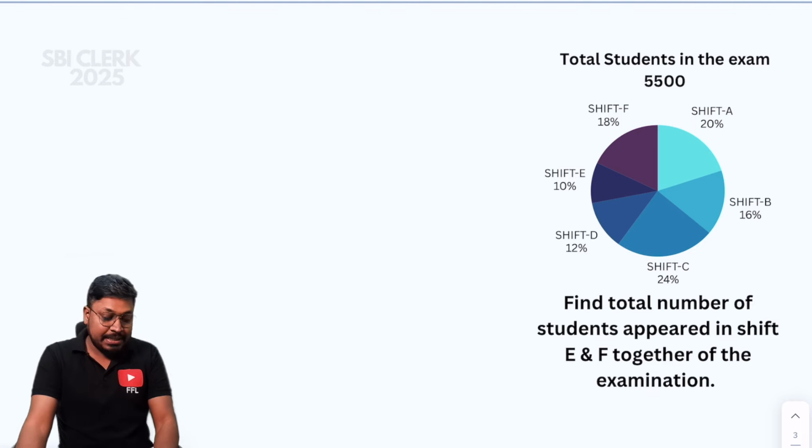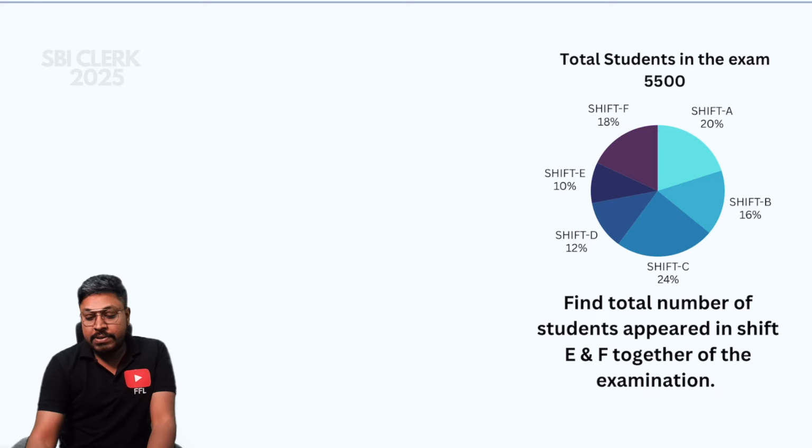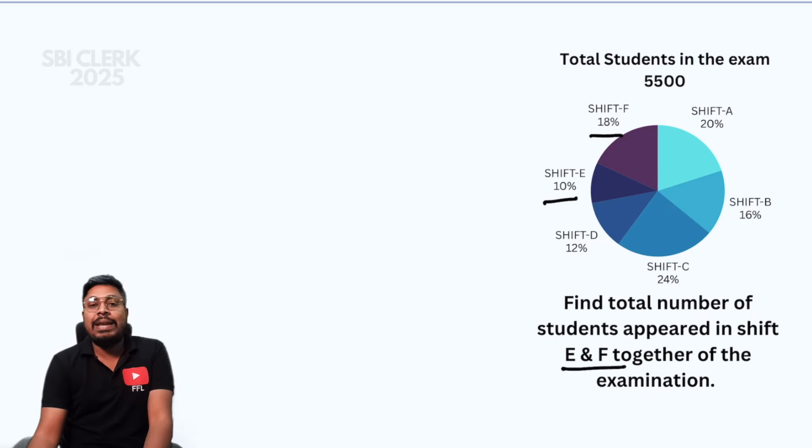So next question, third question. Find the total number of students appearing in E and F together in the examination. So we have to find the total students from E and F. E is how much? 10 percentage. F is how much? 18 percentage. So E and F together is 28 percentage.